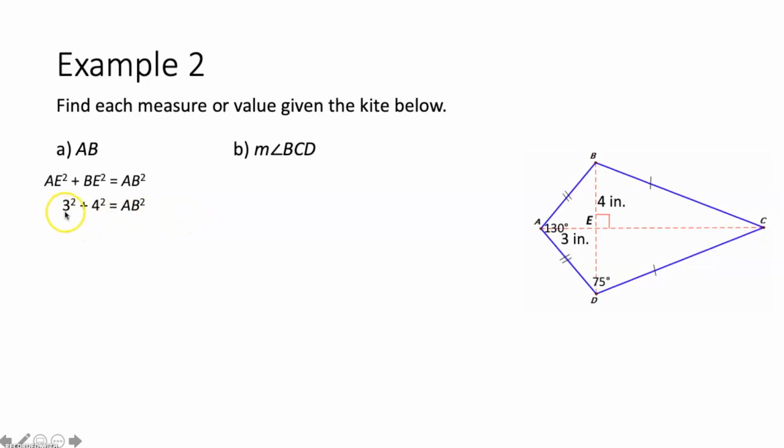So let's simplify this. 3 squared is 9, 4 squared is 16. We then add those together and we end up getting 25. To get the measure of segment AB, we square root both sides, and we get that the measure of segment AB would be 5 inches. Sweet, all done. Let's move on to the next one.